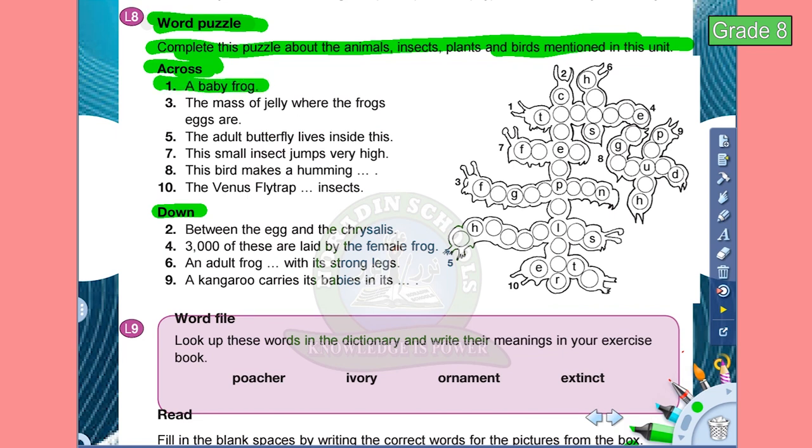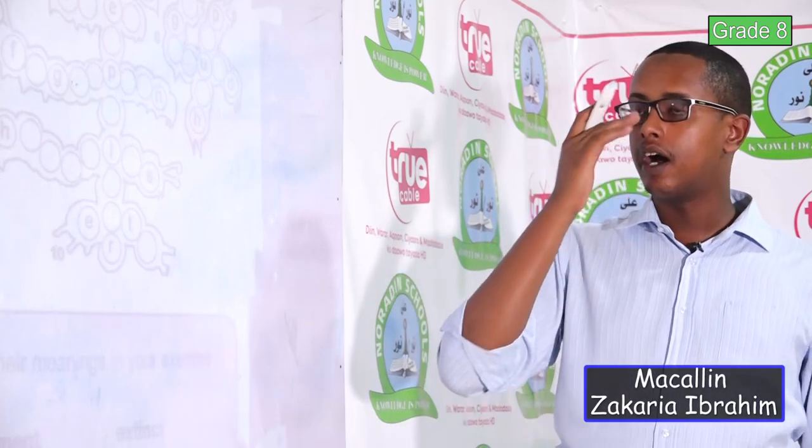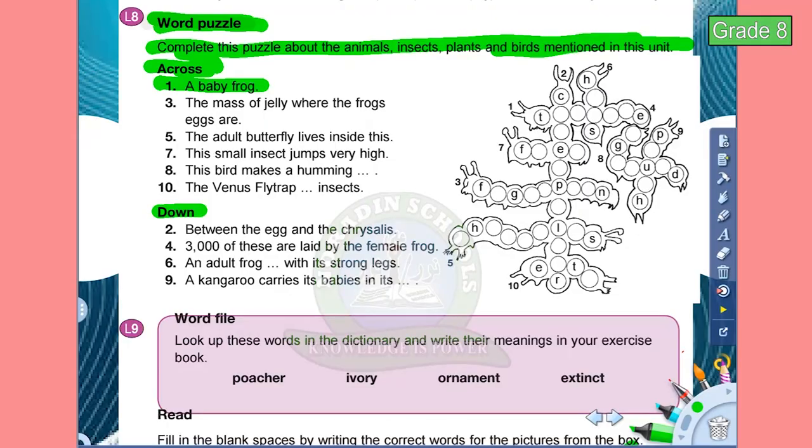Okay, here is the first question. What's called a baby frog? Look at the number of this description. What is the number of the description? As you see here, it's number one.